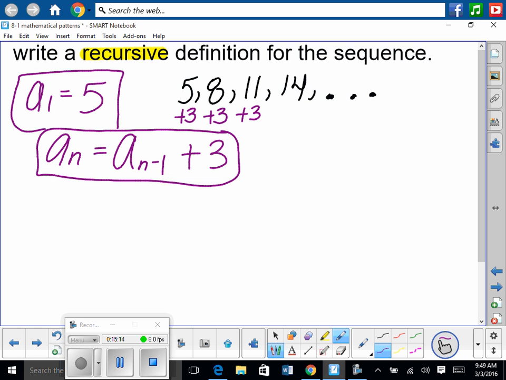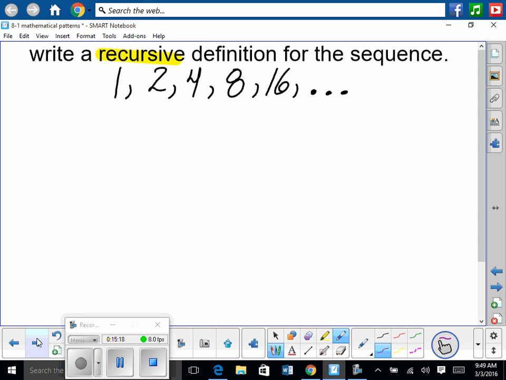Okay. So let's look at this one, writing a recursive definition for the sequence. Once again, a recursive definition means you're writing a formula to say how you got from one term to the next. So we can consider the previous terms. Our initial starting point of this specific sequence is 1. Now we can write our formula. So a sub n is equal to.